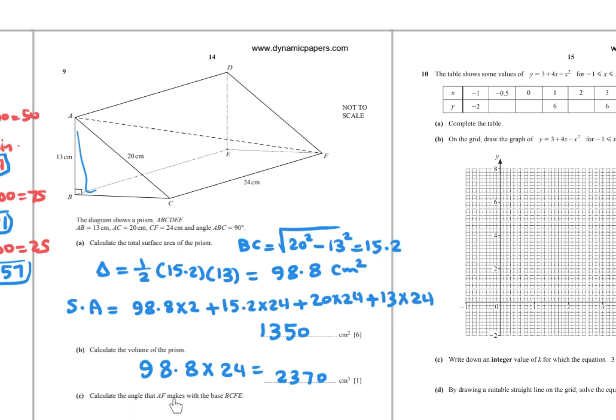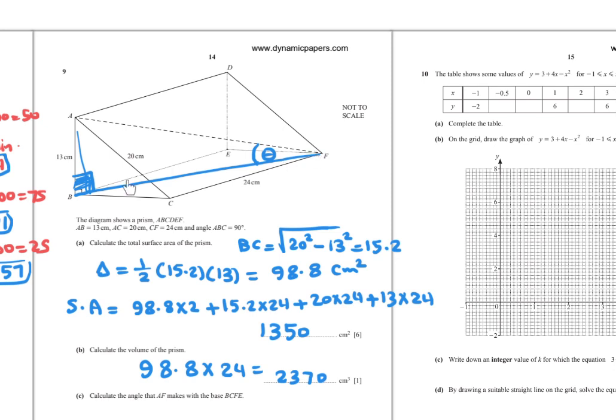Now C, calculate the angle between AF and the base BCFE. This diagonal intersects the base at F, and if we drop from A perpendicular to the base, we'll intersect the base at B, so you need to join BF. Now we need to find this angle, theta. We have this right angle triangle. Now for this right angle triangle, we have this side, which is the opposite to theta, 13.